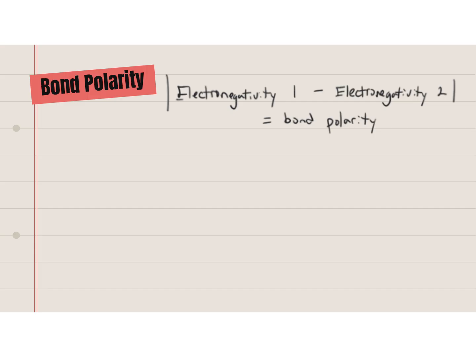Sometimes that number is a negative number, and sometimes that number is a positive number. So I always say subtract the bigger number minus the smaller number, or always think about taking the absolute value. Bond polarity is always a positive value, so just take the absolute value, and you've got the bond polarity.